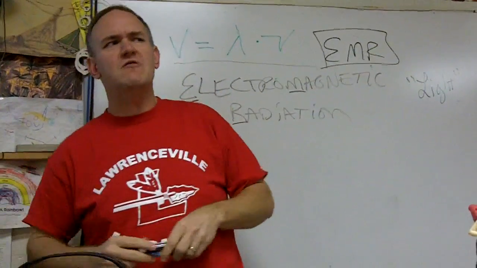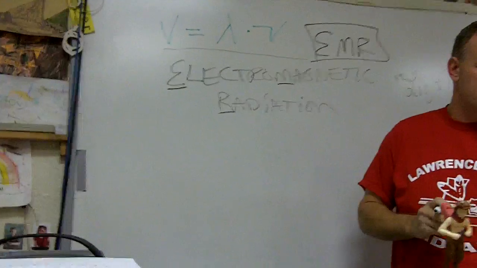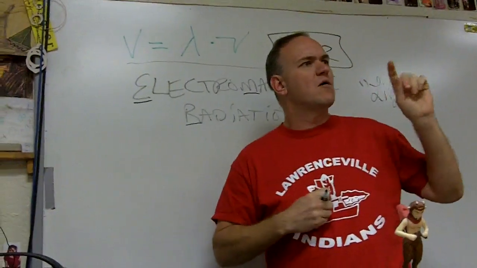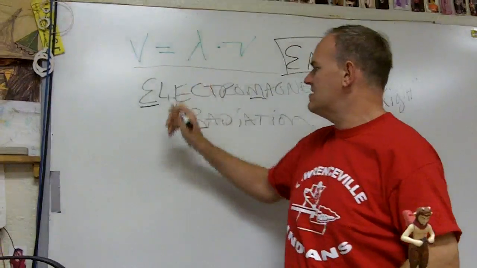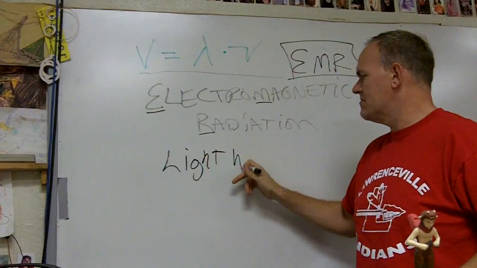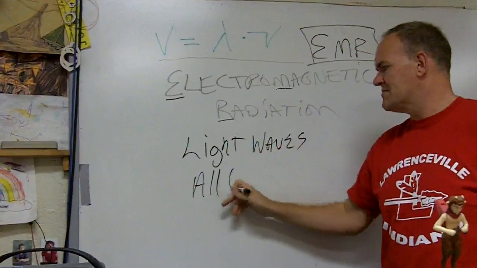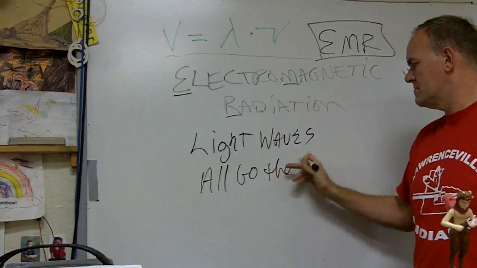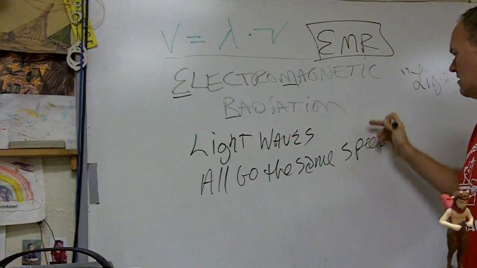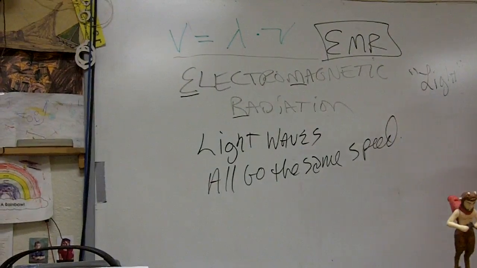But there's one really important characteristic of light waves. This is not true of all waves. This isn't true of water waves or any other kind of waves, or sound waves. But light waves in particular have a very interesting property. They all go the same speed. Did you know that? All light waves go the same speed.